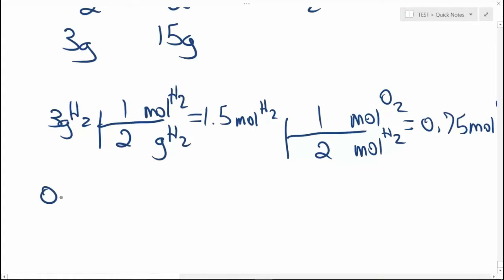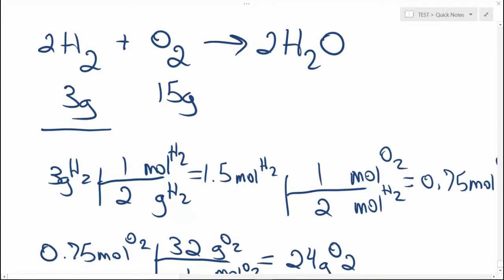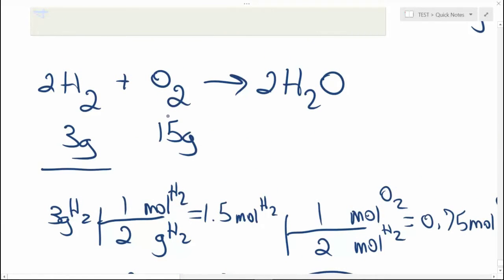Well, how many grams is that? 0.75 moles of O2, and I'm going to convert it to the grams of O2 from the moles of O2. There's 32 grams for every 1 mole. So 0.75 times 32 equals 24 grams of O2. So if I have 3 grams of hydrogen, I would need 24 grams of oxygen. I don't have that much oxygen.